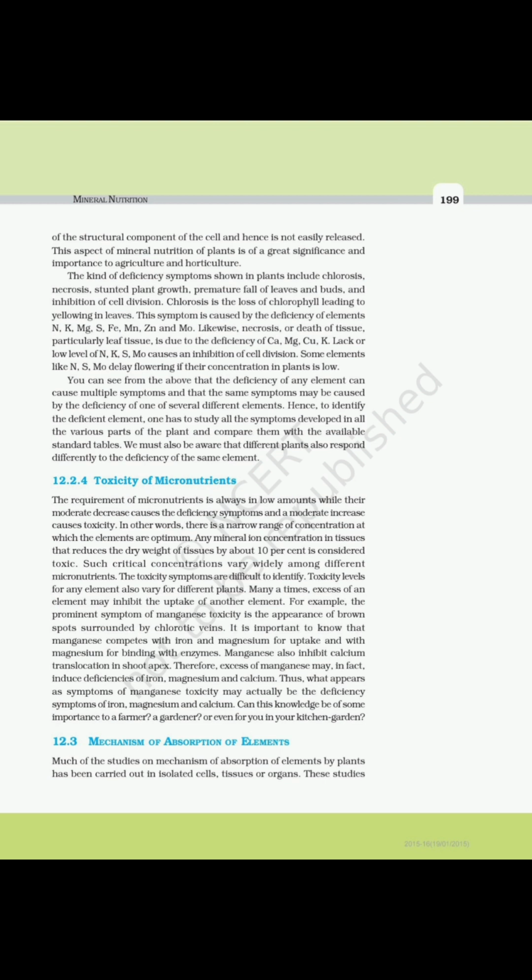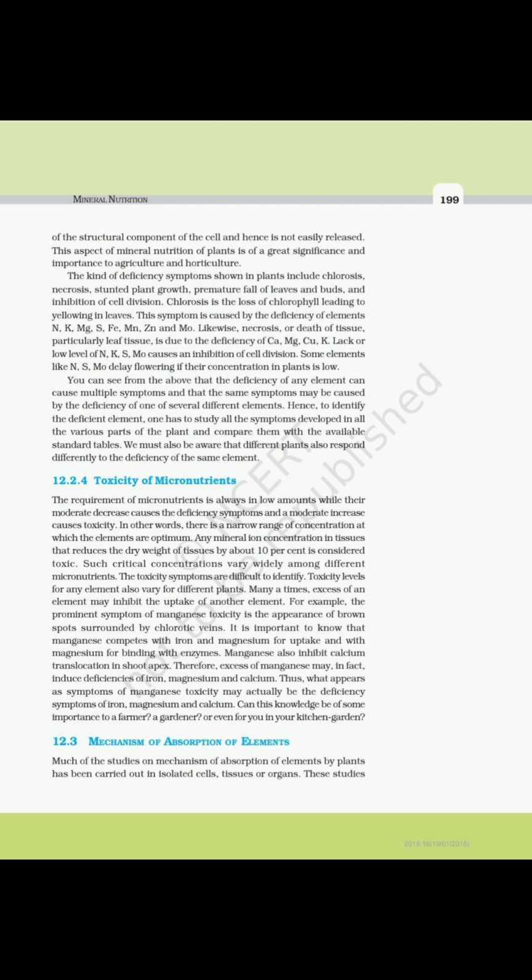The kinds of deficiency symptoms shown in plants include chlorosis, necrosis, stunted plant growth, premature fall of leaves and buds, and inhibition of cell division. Chlorosis is the loss of chlorophyll leading to yellowing in leaves. This symptom is caused by the deficiency of elements N, K, Mg, S, Fe, Mn, Zn and more. Likewise, necrosis, or death of tissue, particularly leaf tissue, is due to the deficiency of Ca, Mg, Cu, K. Lack or low level of N, K, S, Mo causes an inhibition of cell division. Some elements, like N, S, Mo, delay flowering if their concentration in plants is low.